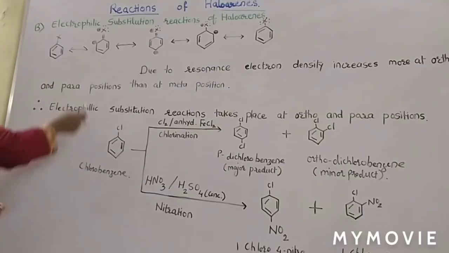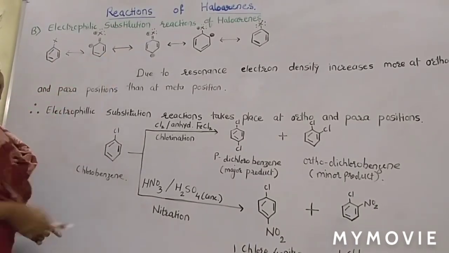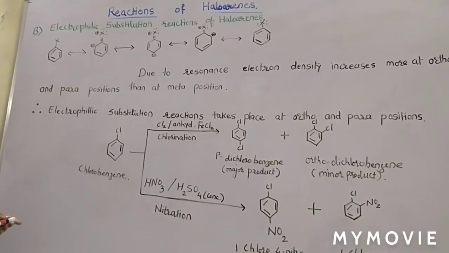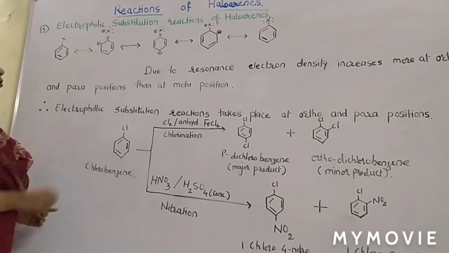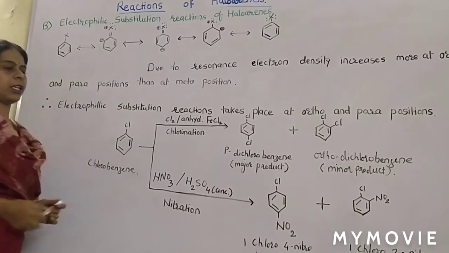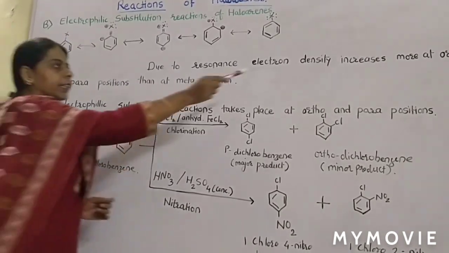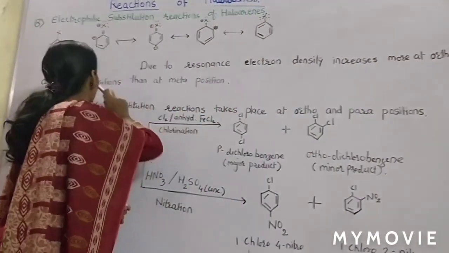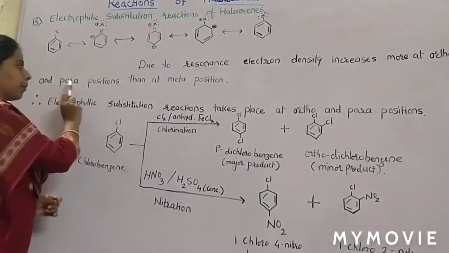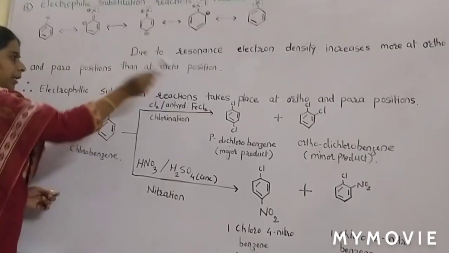Now, electrophilic substitution reactions of haloarenes. From this structure it is observed that due to resonance, electron density increases more at ortho and para positions than at the meta position.